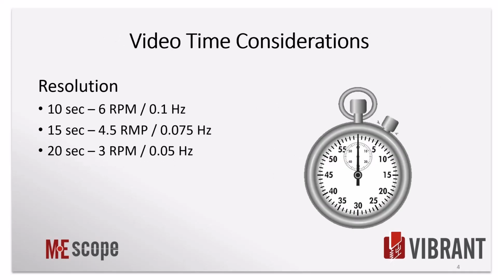Then there's how long to take the video for, and what kind of resolution you can get. Obviously, if you do a 10-second video, you can get 6 RPMs or 1/10 of a hertz resolution, and with 20 seconds it just multiplies out. So those are the considerations for the frame rates and the length of time that you're going to use.